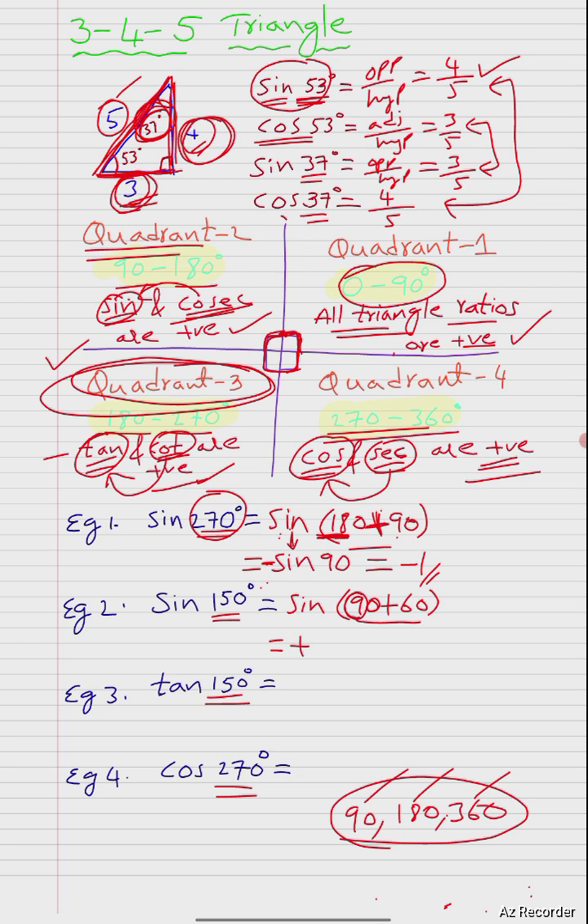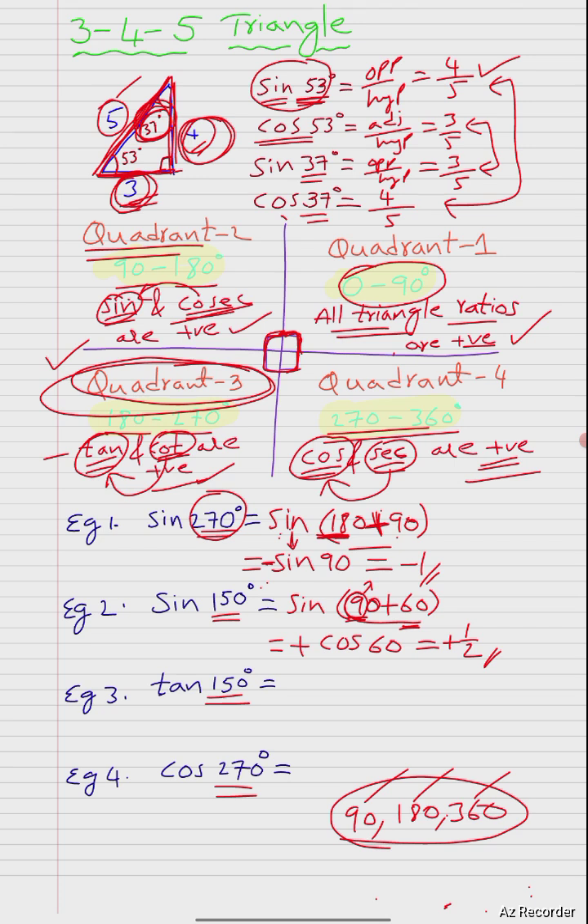90 is an odd number. Now it is an odd number. Sine 90. Whenever an odd number comes here, sine changes into cos. Now what is the angle here? 60. So cos 60 is how much? 1 by 2. So the value of sine 150 is 1 by 2.